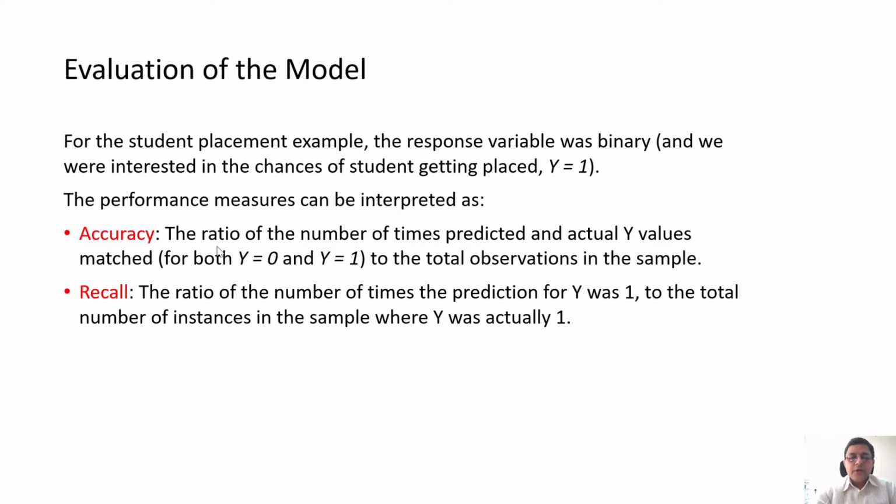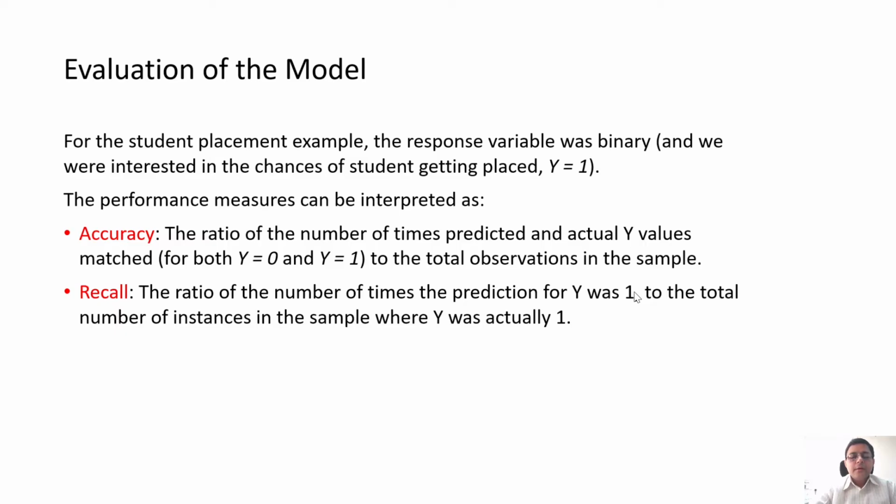Recall was how many times did the model correctly predict when the observation was y is equal to 1. So the total number of times that the prediction was y is equal to 1 to the total number of instances that the sample observations were y is equal to 1. Here the total set is when y was actually equal to 1, and how many times was my model able to capture that.